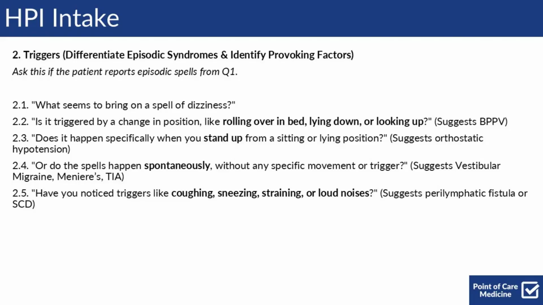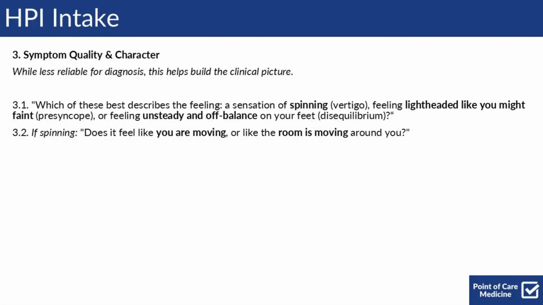You should also ask about less common triggers like coughing, sneezing, or straining. While less reliable for diagnosis, understanding the symptom quality helps build the clinical picture. Ask the patient which of these best describes their feeling: a sensation of spinning, which is vertigo, feeling lightheaded like they might faint, which is presyncope, or feeling unsteady and off balance on their feet, which is disequilibrium.